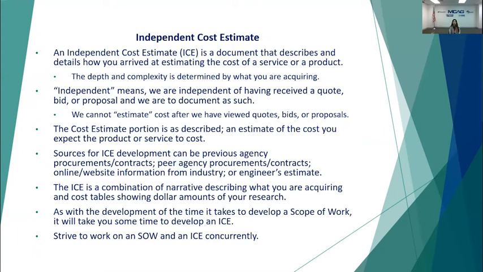Independent simply means that we are independent of having received a quote, bid or proposal, and we are to document it as such. So as you're writing the scope of work, as you're preparing to procure months in advance, you're developing your cost estimate. Basically, we are not allowed to estimate the cost after we have viewed a quote, bid or proposal. The cost estimate portion, because I'm trying to break up independent and cost estimate, is just as described. It's an estimate of the cost you expect the product or service to cost.